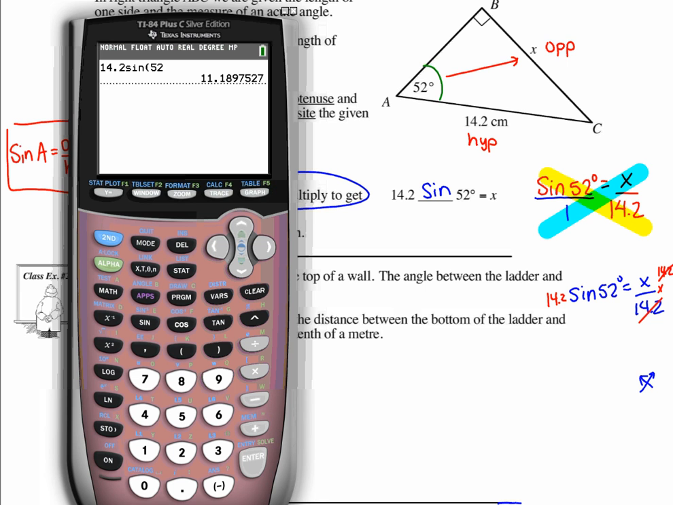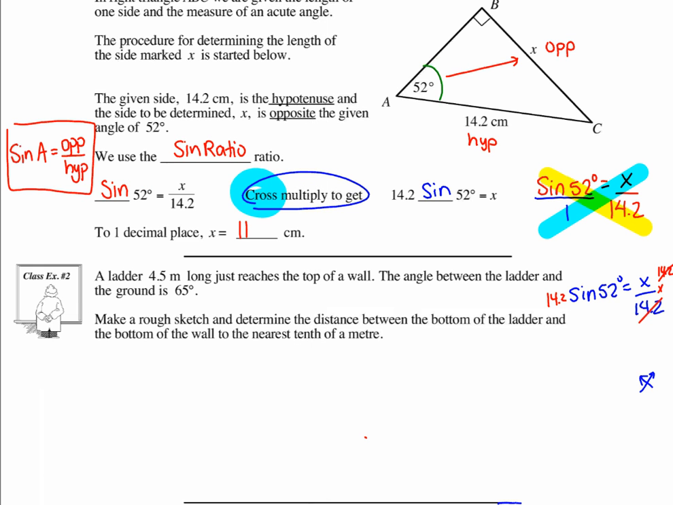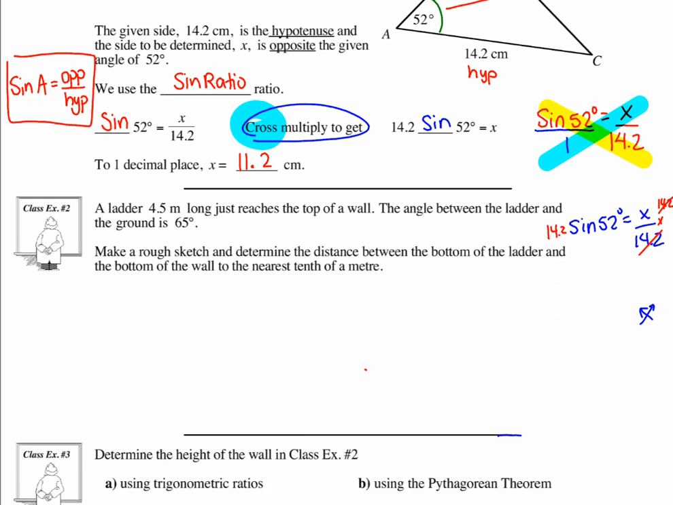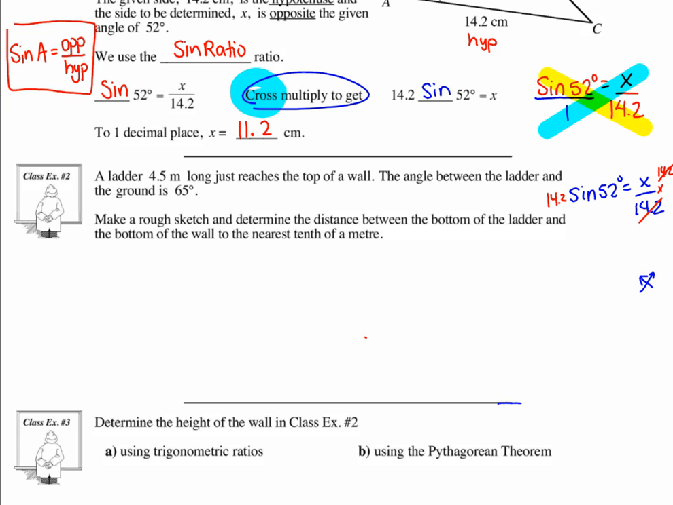Okay, so we're just typing in 14.2 times sine 52, and we get 11.18. To one decimal place, 11.2. Okay, so let's try a problem here.